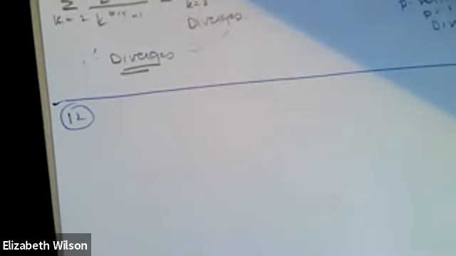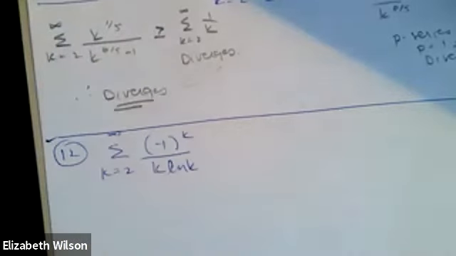Okay, question number 12. Let me write it down so I can see what it looks like. This one says I've got the sum from k equals 2 to infinity of minus 1 to the k, over k ln of k. So when I first look at it, I think, oh, I've got 1 over k ln of k, so it kind of looks like an integral test.